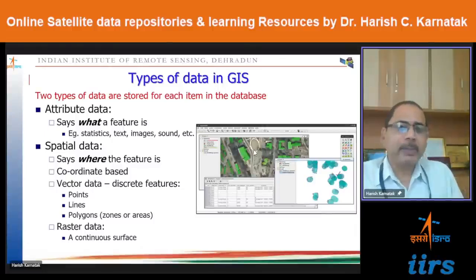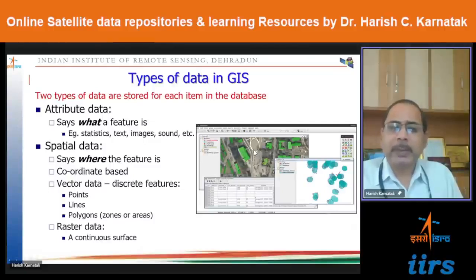So in this GIS, basically we handle two types of data. One is called attribute data. Second is called spatial data. Again, in the spatial data, we have two other data models. One is called the raster data model. Second is called the vector data model. Now, quickly, I will tell you what it means.